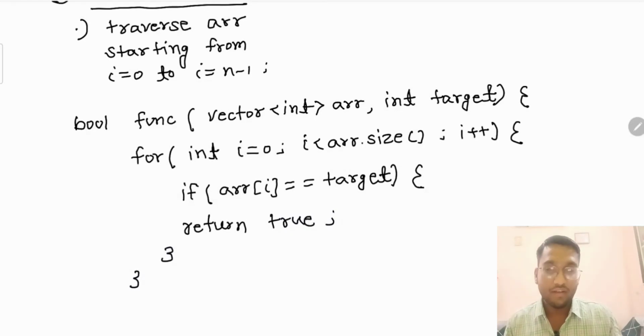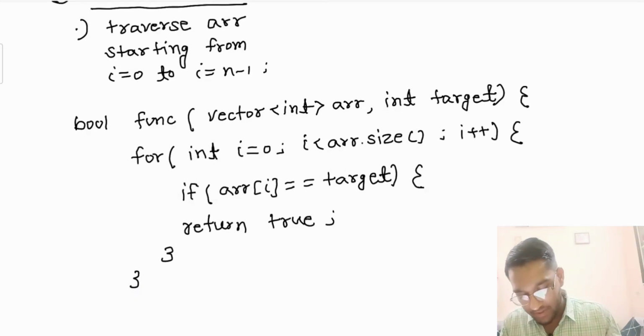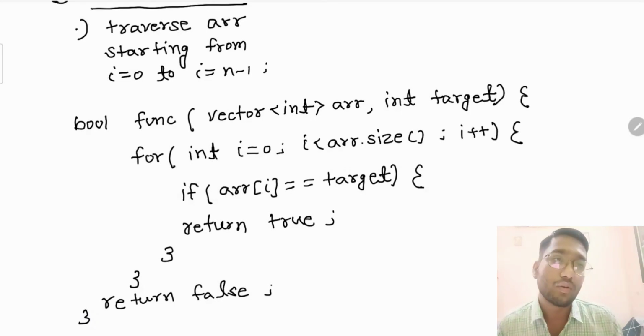If it does not return true in the entire array, it means it does not have that particular element, so it should return false. And that is your code.